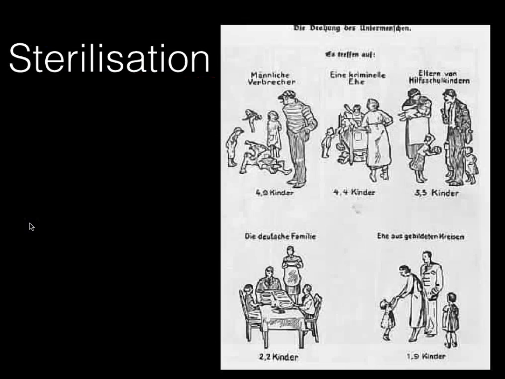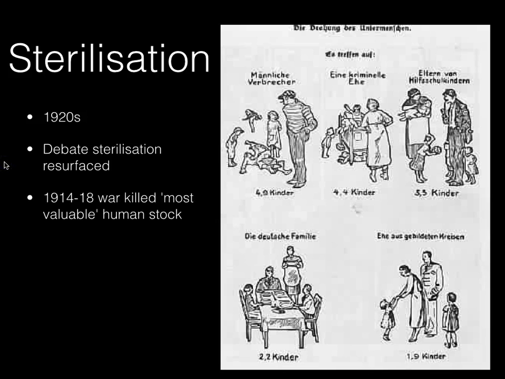So sterilisation, and let's look now at how this goes again before the Nazis actually gained power. These ideas are swirling around and already being acted upon. So throughout the 1920s, the debate on sterilisation resurfaced. Between 1914 and 1918, a lot of young German men had been killed in the Great War, and these were regarded as the most valuable human stock. It's odd to see that word stock in relation to humans. It makes you think more about cattle or pigs, where you get more valuable and less valuable ones because they might provide more or less meat. An odd word to be used with humans, I think.